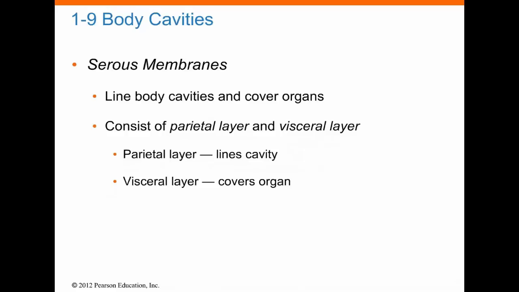Within the body cavities, there are a number of serous membranes. Now, these membranes line the body cavities and cover the organs. There are two layers. They consist of the parietal layer and the visceral layer. Now, you need to be able to remember which layer lines which part of the body. So the parietal layer lines the cavity. The visceral layer covers the organs.